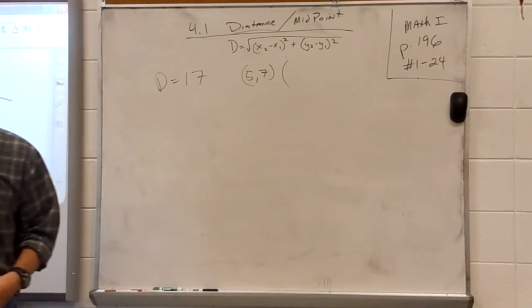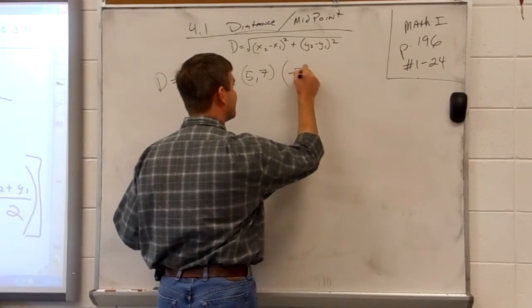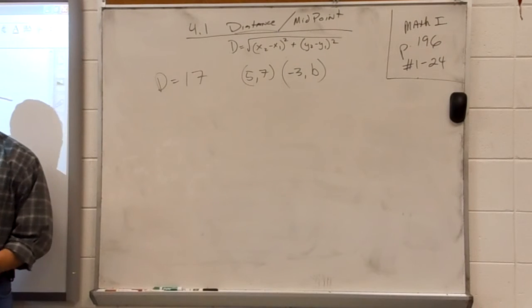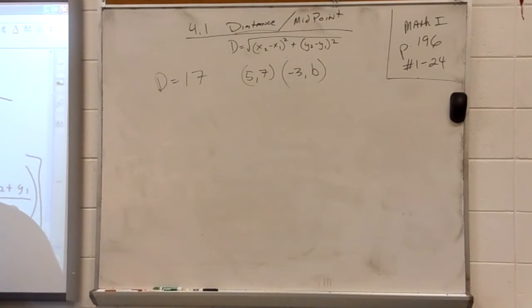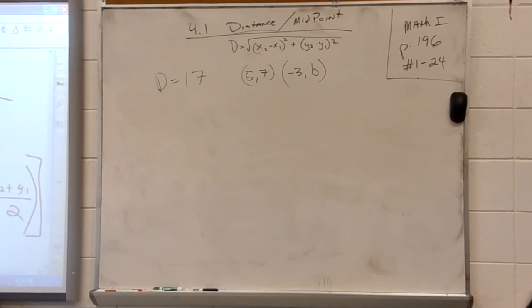5, 7 is your one point, and negative 3b is your other point. What is your goal in this problem? What are the directions going to say? Find all the possible solutions of b. Okay, find b. All right, try this problem at your desk. I'll give you a few minutes. First step, you don't know what to do, plug it in. At least plug it into the formula.